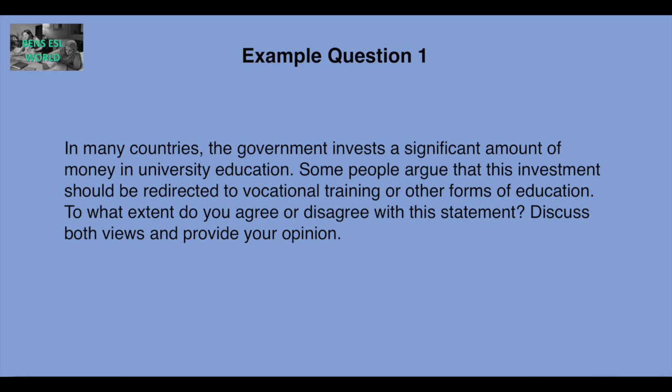Example Question 1. In many countries, the government invests a significant amount of money in university education. Some people argue that this investment should be redirected to vocational training or other forms of education. To what extent do you agree or disagree with this statement? Discuss both views and provide your opinion.